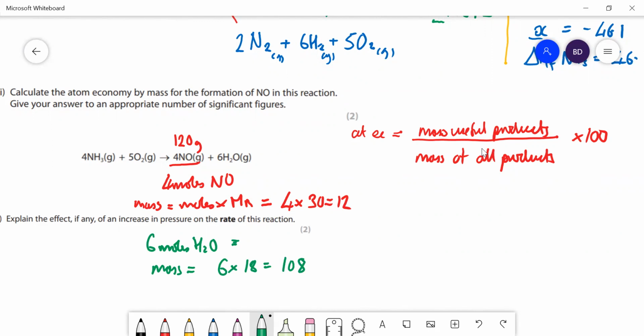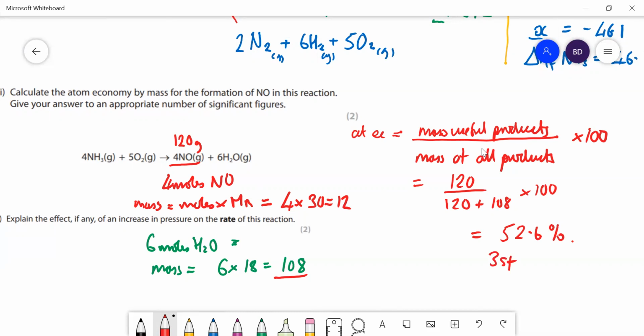So let's put the numbers into our atom economy. We get 120 over 120 plus 108, times 100, and that works out to be 52.6%. Number of significant figures, I would give it to 3 SF, because all ARs are usually given to 3 SF. So I'd leave it as 52.6.